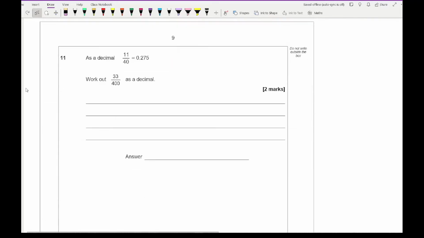Moving on to question 11, it says as a decimal, 11 over 40 is 0.275. Work out 33 over 400. Now, in terms of this, we've got 11 over 40, and we want to multiply that by something so we get 33 over 400. So what do we need to multiply this by? Well, to get 33, what do we need to multiply 11 by? That's going to be 3. And to get 40 to 400, I need to multiply that by 10.